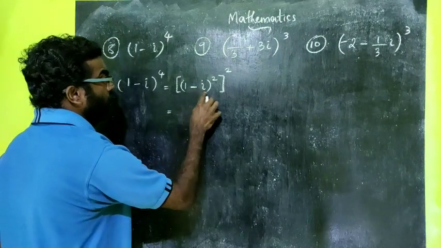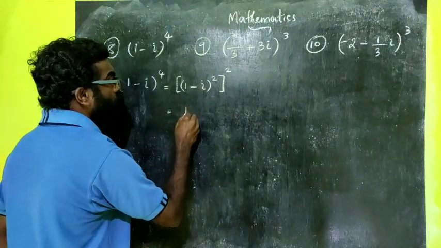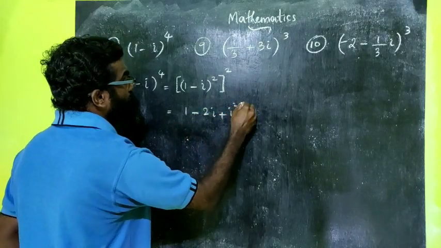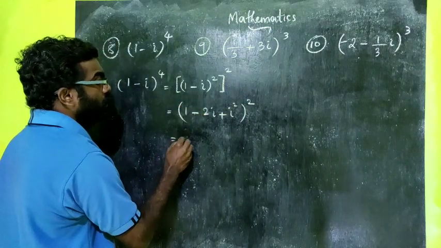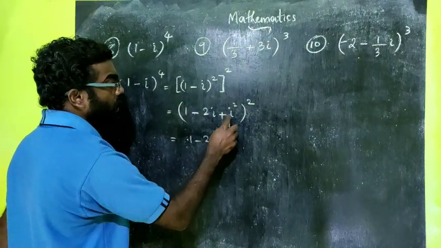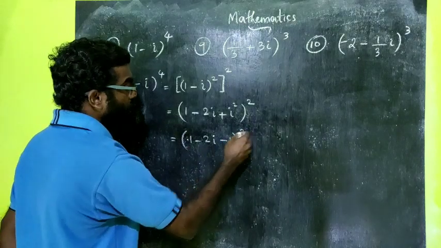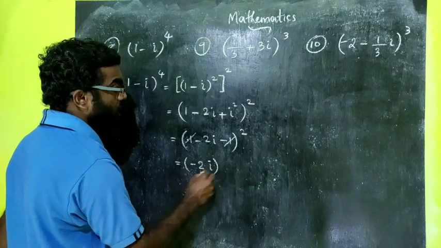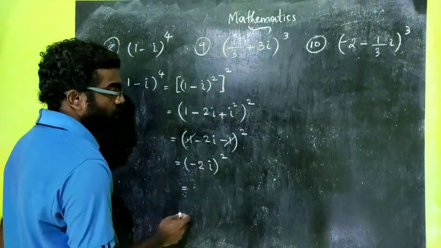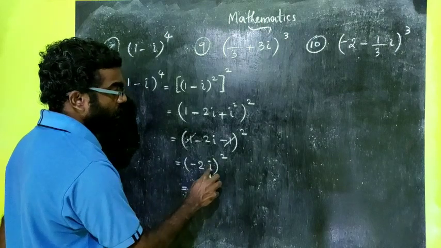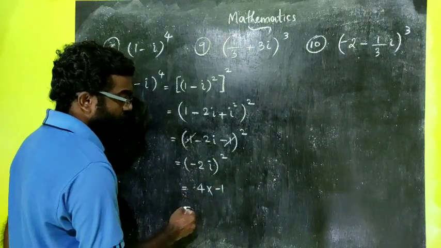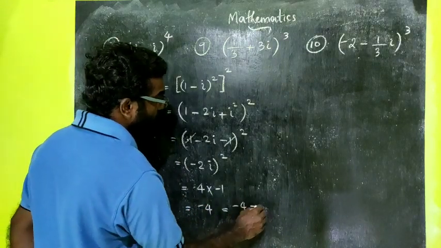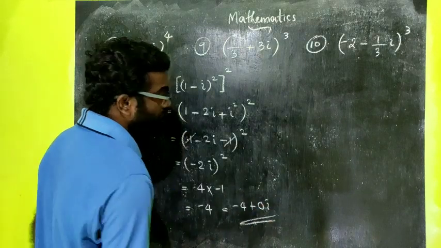So we can expand using the identity a minus b the whole square. a square, 1 square 1, 2ab, 2i, then plus i square, the whole square. That is 1 minus 2i, i square is minus 1, the whole square. Here 1 and minus 1 we can cancel. Minus 2i the whole square. Minus square is plus, 2 square is 4, i square is minus 1. So 4 into minus 1 which gives minus 4, or we can write minus 4 plus 0i. Okay.